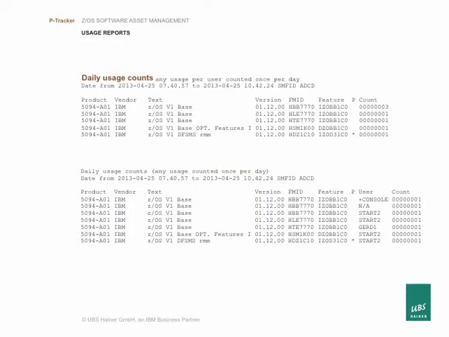And this is how report outputs could look like. The first column shows the product number, then comes the vendor, in this example, IBM, followed by a text field, the version, the FMID, the feature, an indicator for priced feature, and finally the counter, the usage count. The second excerpt is similar. The only difference is that we additionally see the column with the user ID.